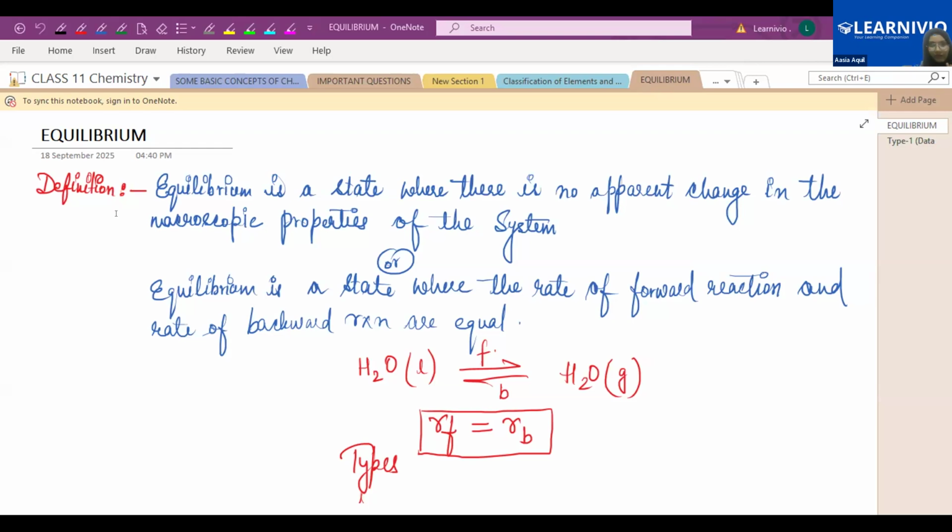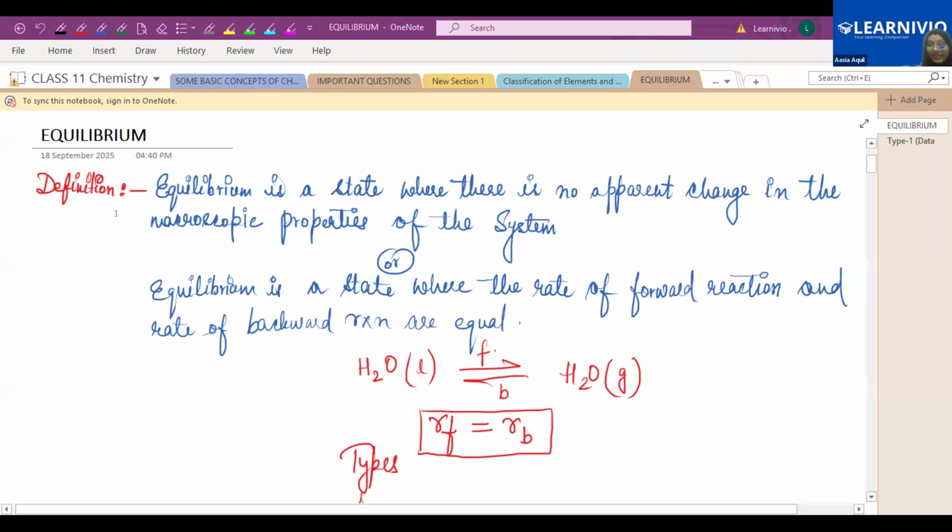So the equilibrium is a state where there is no apparent change in the macroscopic properties of a system. So that's how you can define the equilibrium. By other definition, you can write down equilibrium is a state where the rate of forward reaction and the rate of backward reaction becomes equal.